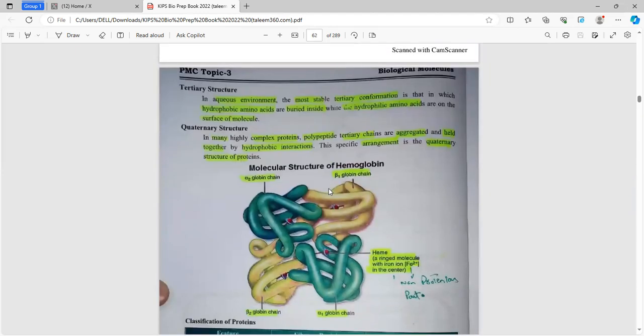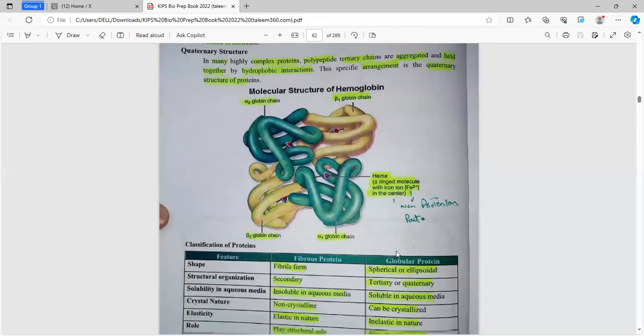I told you before as well that the primary example of tertiary structure is myoglobin, and the primary example of quaternary structure is hemoglobin. These examples are repeatedly tested in the examination, and this is just an example of the molecular structure of hemoglobin, which lies in the quaternary structure. As you can see, it has alpha 1, alpha 2, and beta 1 and beta 2 globin chains, and in the central portion is heme. You need to know that heme contains iron in the center.